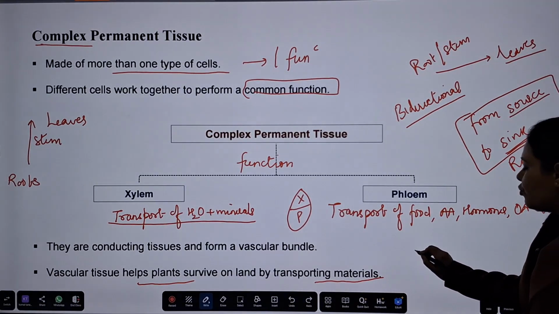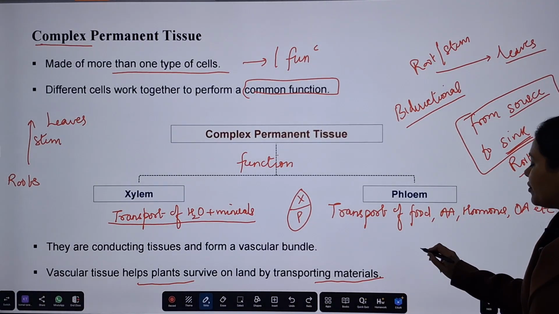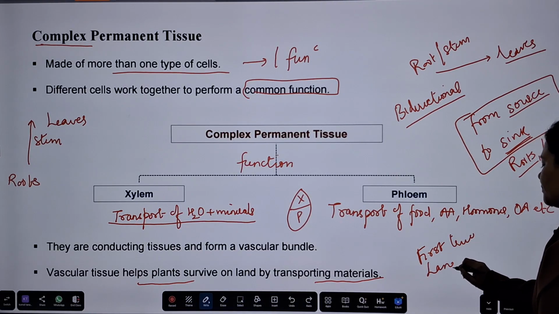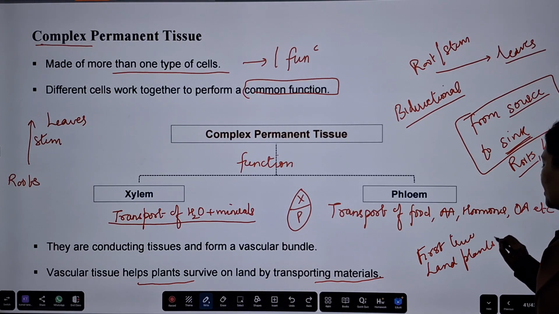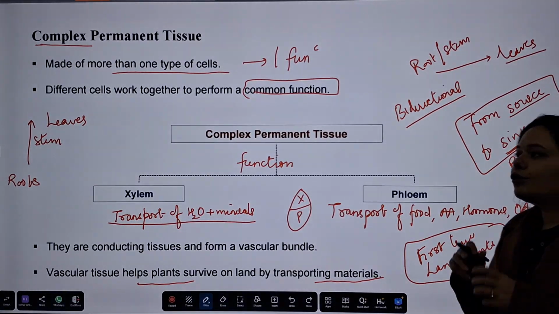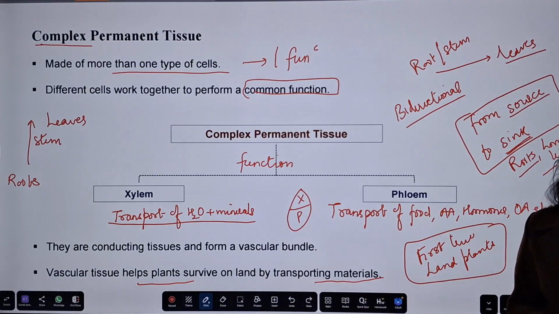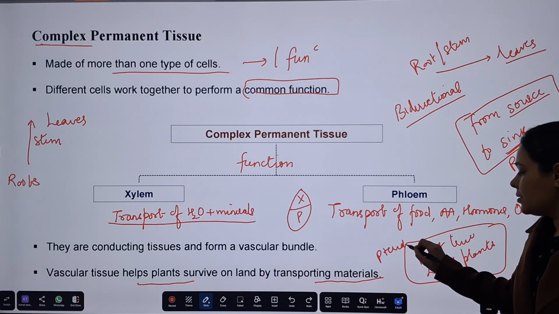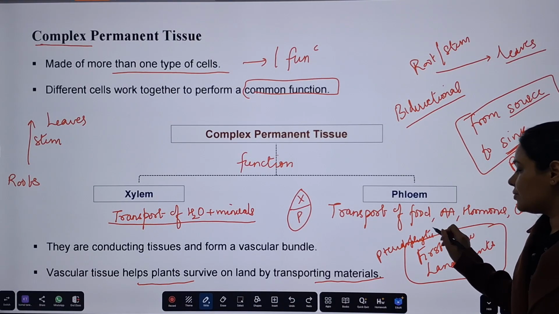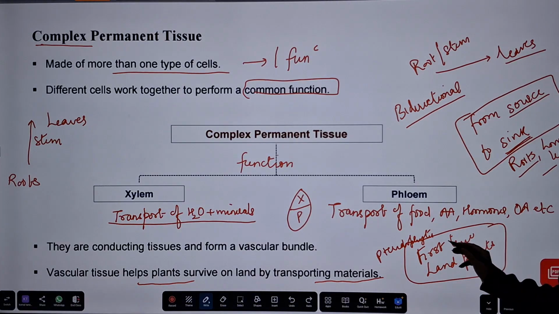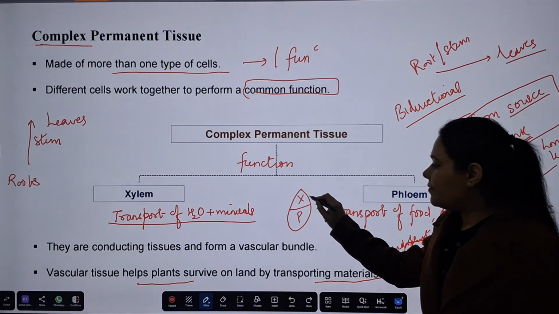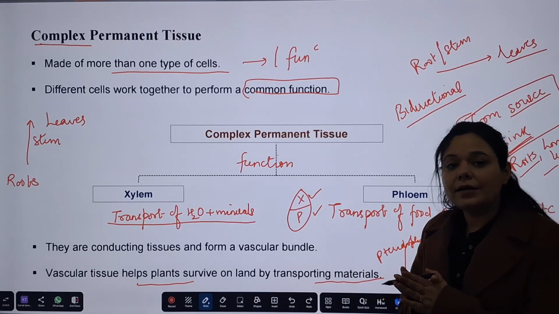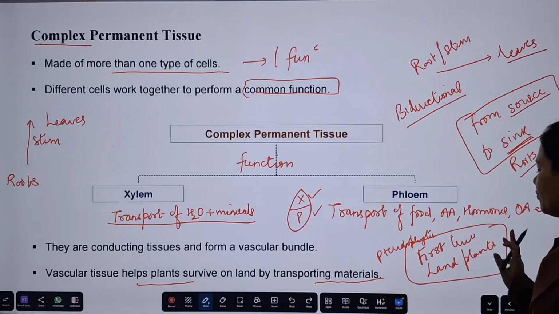Now, one more thing that you should know is about true land plants. The first terrestrial plants are pteridophytes and they are called true land plants, and bryophytes are not considered true terrestrial plants. Rather, pteridophytes are considered true terrestrial plants, even though bryophytes exist on soil only. Pteridophytes are considered first true land plants because they have xylem and phloem conducting tissues in them. So these are the complex permanent tissues. Now let's discuss xylem and phloem one by one.